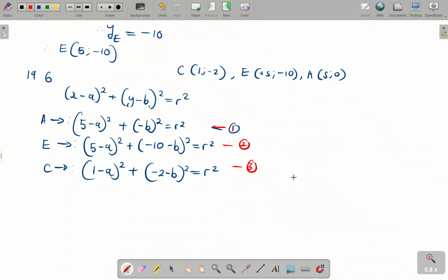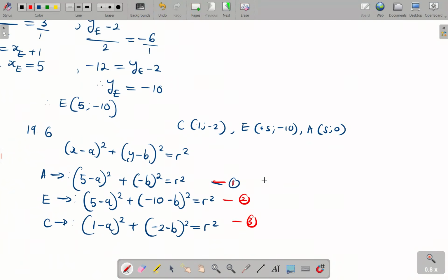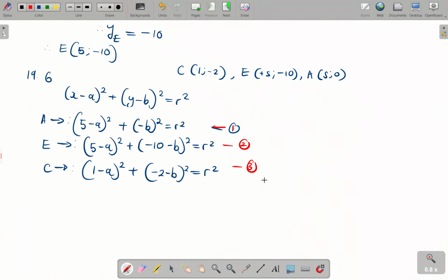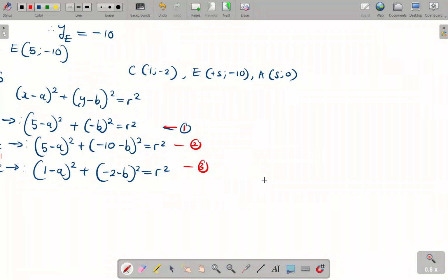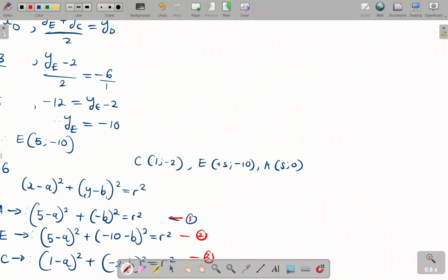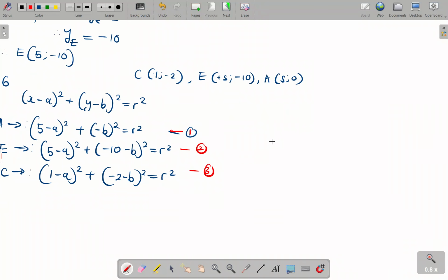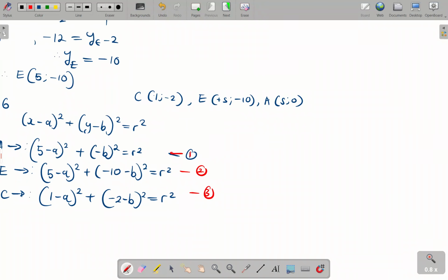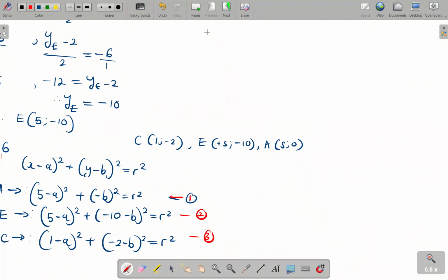So let me use red. It's time to use red now. I don't have space, you see, I don't have a space. I'm just going to take this side. So we're just going to equate equation 1 and equation 2, guys. Let me take this up here, I think I'll have space. So I'm just going to say equation 1 equals equation 2 there. So now equation 1 is what?